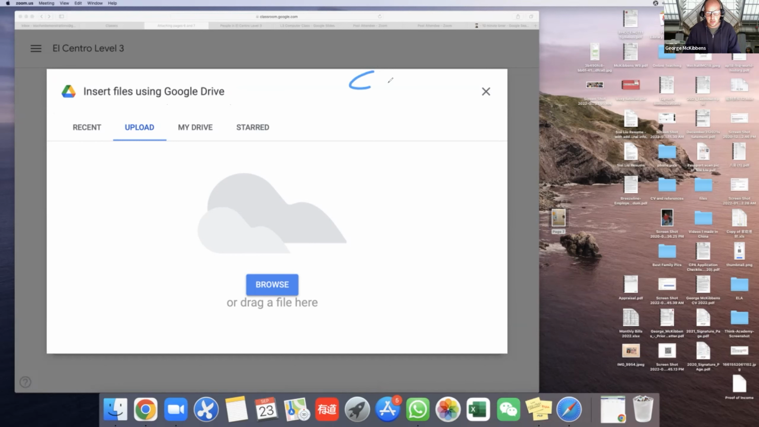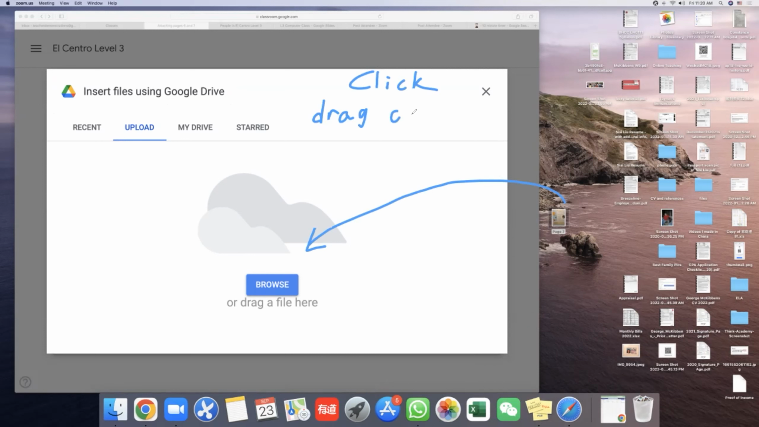First, I click, C-L-I-C-K. And when I move this to here, this is called a drag. Everybody say it with me. Drag. Drag and drop. Drop. Okay, so first I click, drag, and drop. And I'm doing it with my finger. Look, click, drag, and drop. Click, drag, and drop.